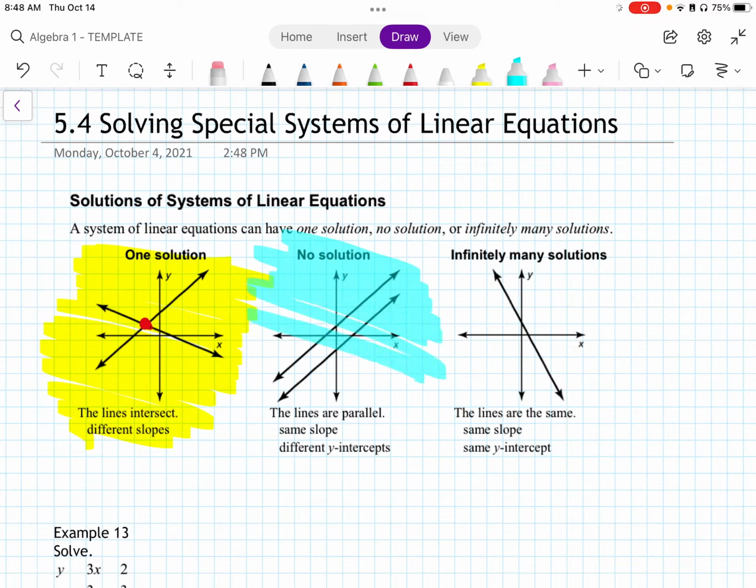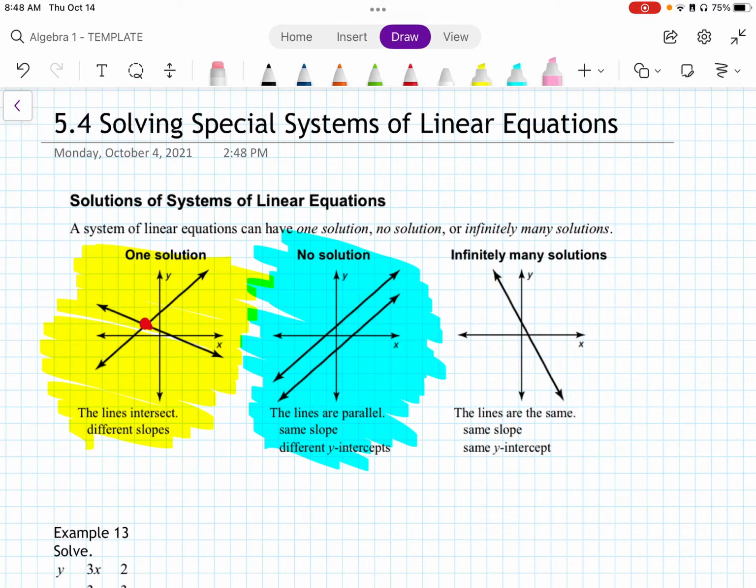We could have no solution. What if the lines are parallel? Well, they would never cross, so they'd have no solution, right? That should kind of make sense to us, right? So we had one solution where they cross, no solution where they don't cross ever.